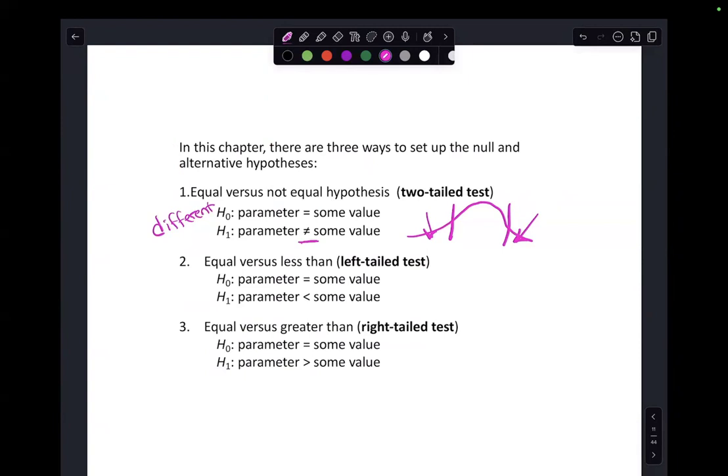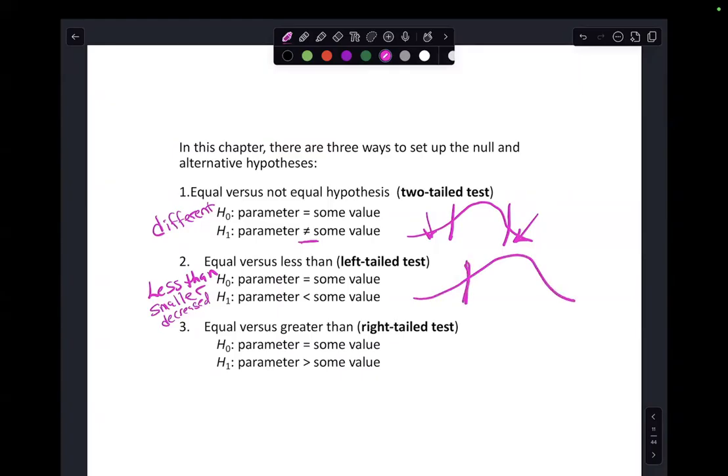The left-tailed test, if you see less than or smaller than or anything like that, decreased, any of those words, and this is what it's going to look like.